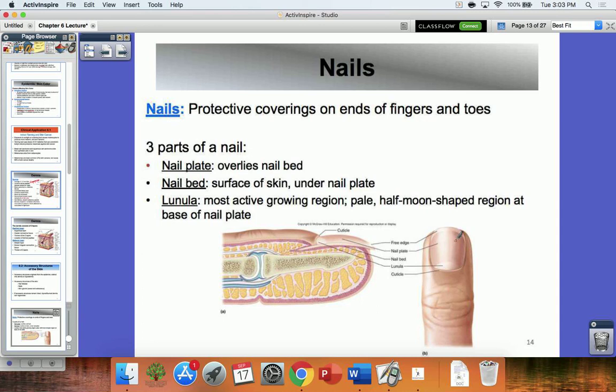The nail bed is underneath it, so that's what you really don't see, or if your fingernail is ever lifted up, which I'm sure is kind of painful, that's when you'll see your nail bed. And then we have a very special structure called the lunula. The lunula is kind of synonymous to the stratum basale of the epidermis. It's where the most active cells, the growing, developing cells that are being produced, are located.